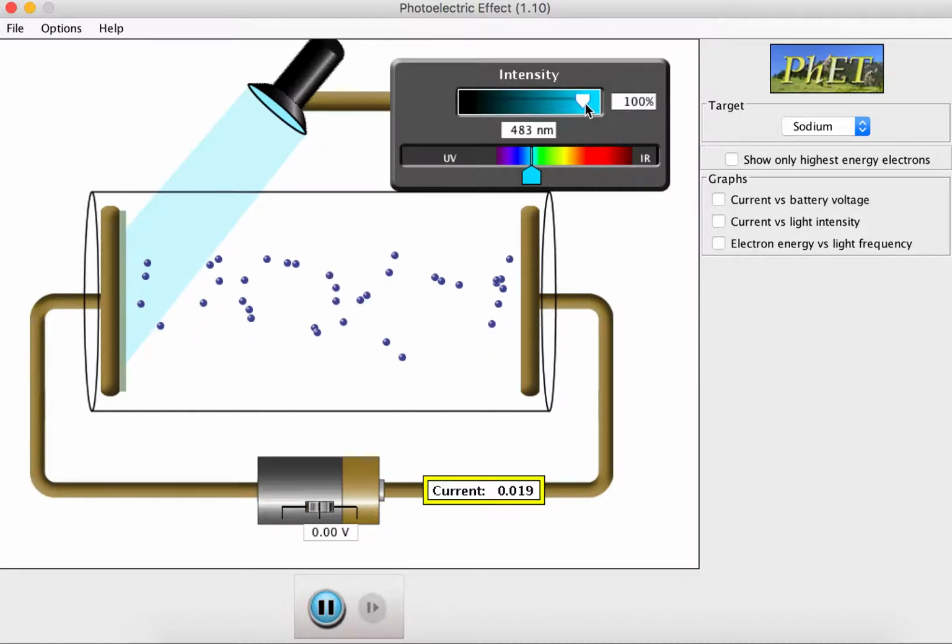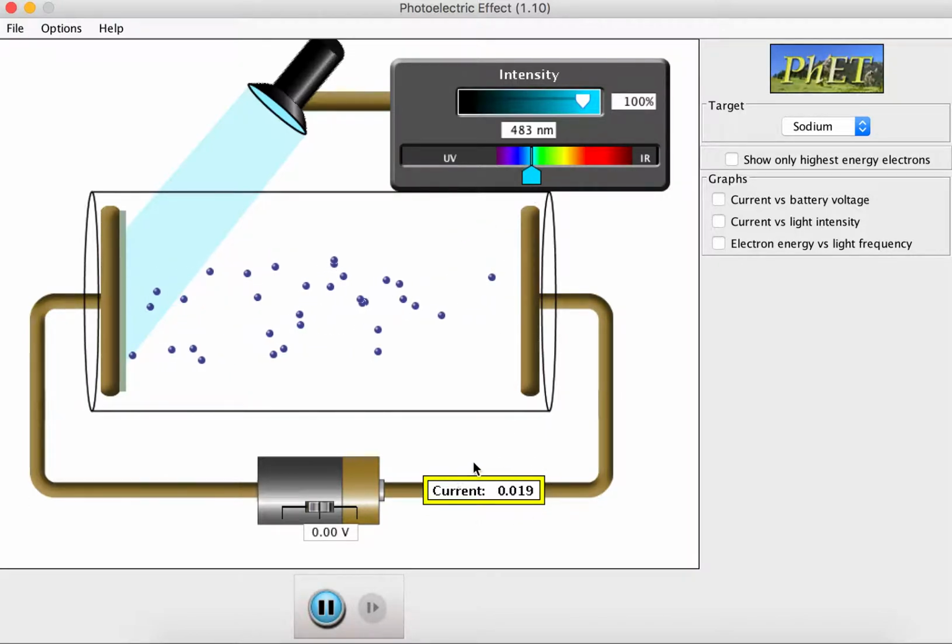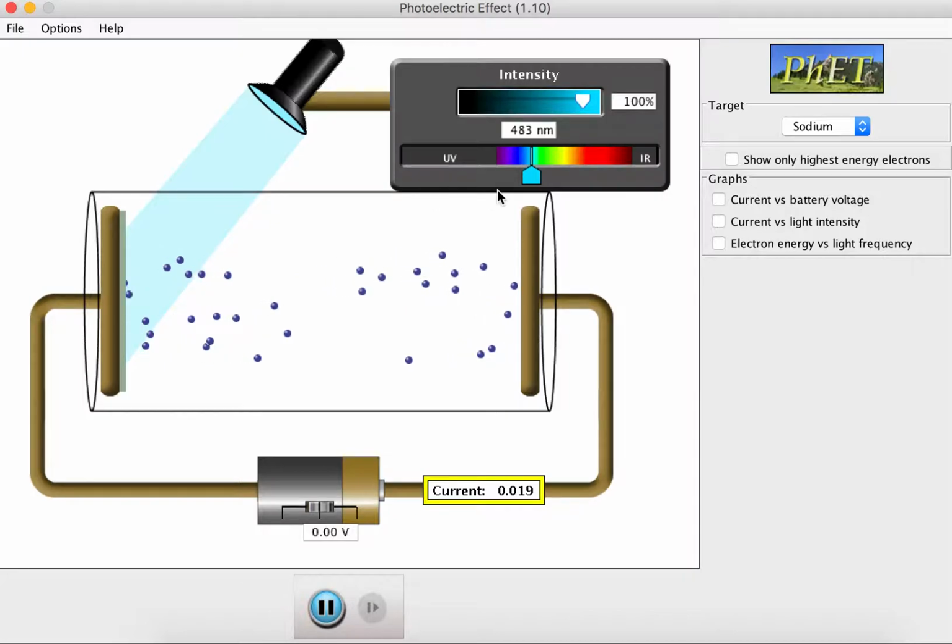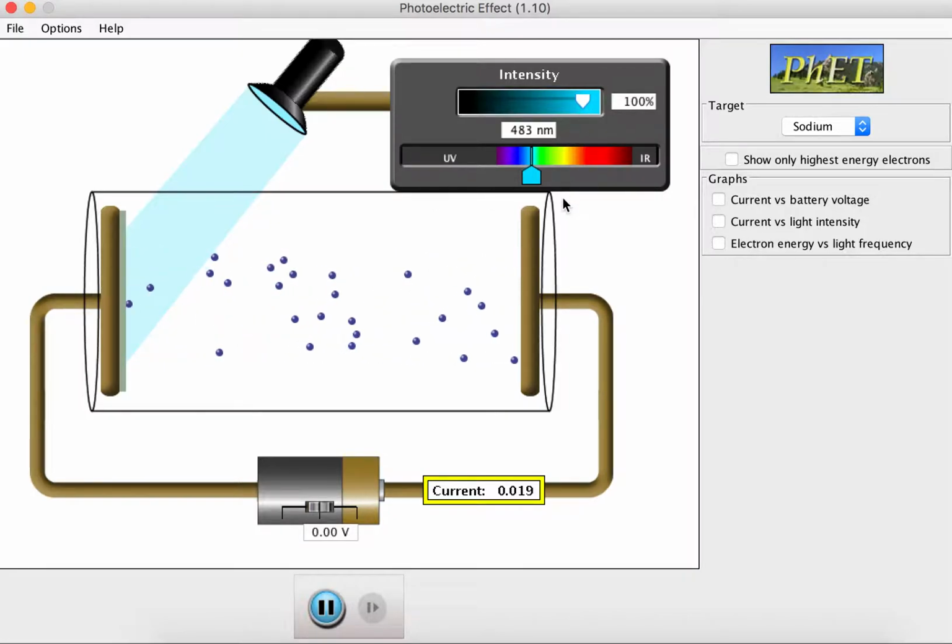Now this is interesting. The intensity of the light, we increased all the way to 100% and we saw no current. But decreasing the wavelength, now we're starting to register current. We're starting to eject electrons from the material. So clearly it is not the intensity of the light that determines whether electrons are ejected, but the wavelength.